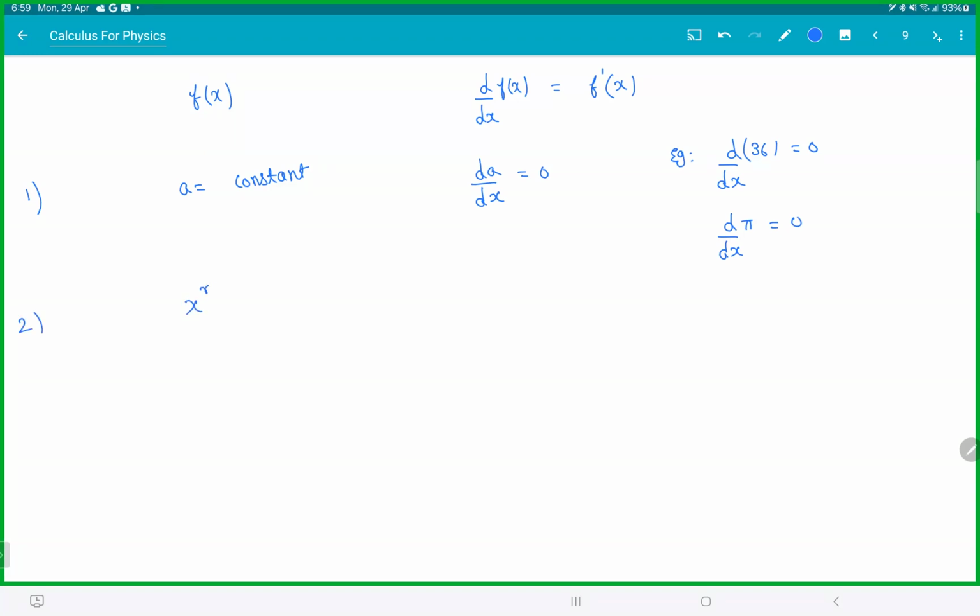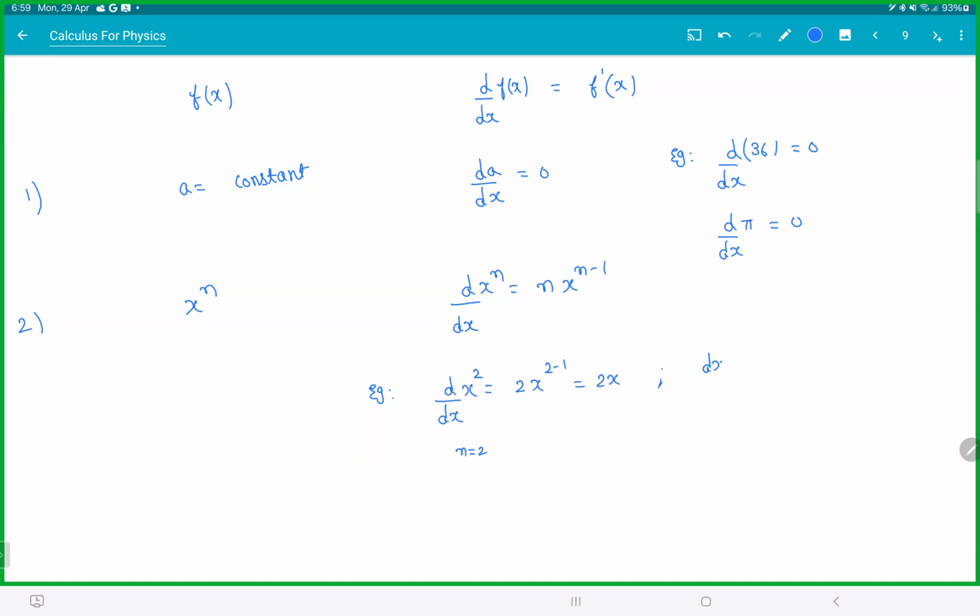Second thing, x power n. Everyone should note down these things, put it down on a paper. d by dx of x power n is given by n into x power n minus 1. Example, if you give me d by dx of x square, here n is 2, so 2 into x power 2 minus 1, which is 2x.